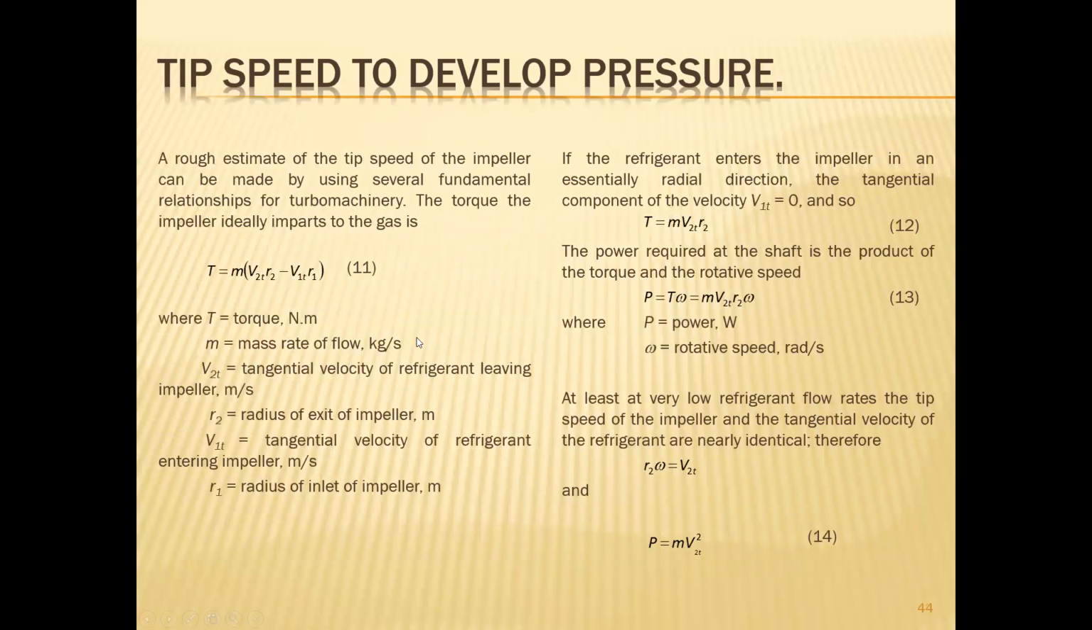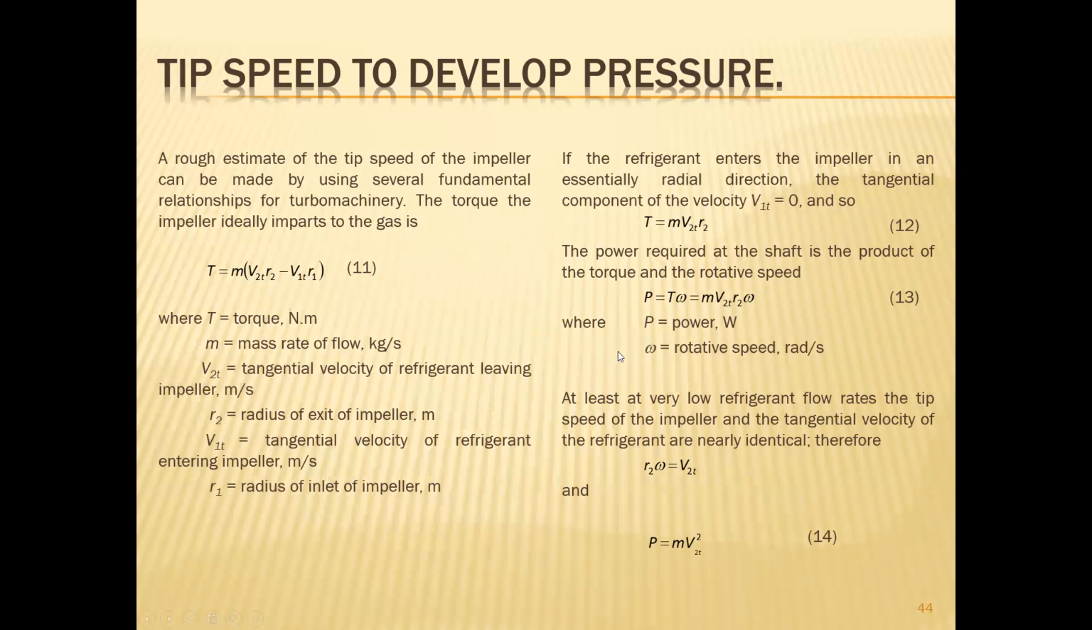R sub 2 is the radius of exit of impeller. V sub 1T is the tangential velocity of the refrigerant entering impeller. R sub 1 is the radius of inlet of impeller. Okay? So, visualize nyo lang to. Alam nyo naman itong sa fluid machinery, di ba yung impeller, may mga velocity, tangential velocity. So, check nyo lang doon.